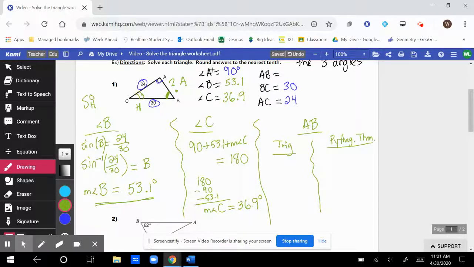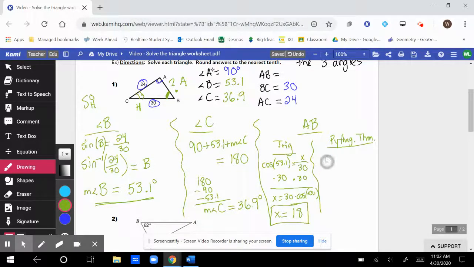Okay, so A and H, adjacent and hypotenuse, I would say cosine of B, which is 53.1, equals adjacent, that's x, over hypotenuse, which is 30. Your next step, times by 30. So x equals 30 times cos of 53.1. And that's where you now go to your calculator. And you should get 18.01, rounding to the nearest tenth, 18.0.